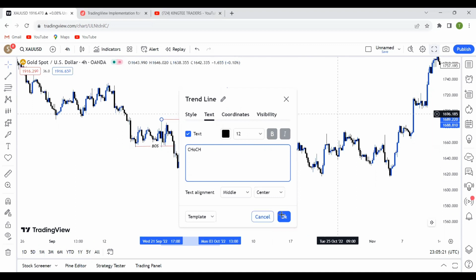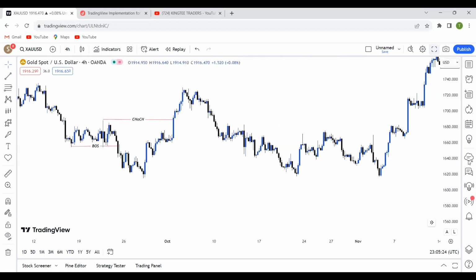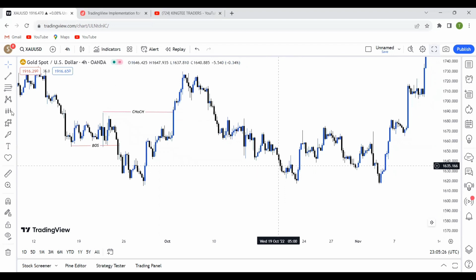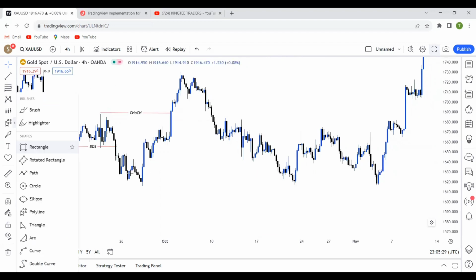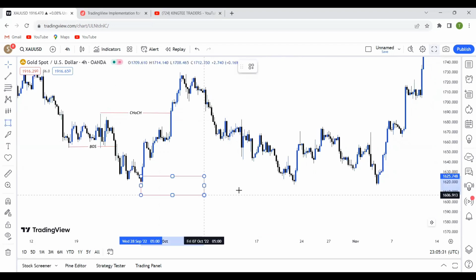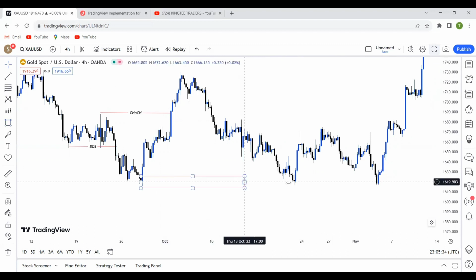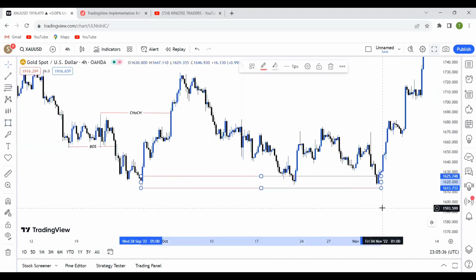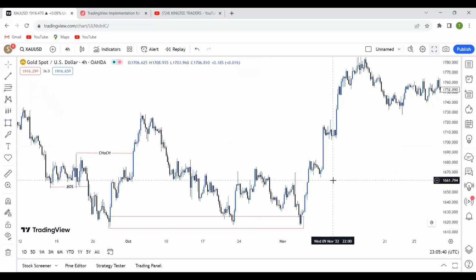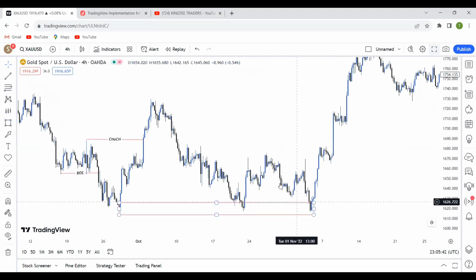Change of character. Now I'm going to pick my order block where? Here. This is going to be my order block. See, the market came and mitigated my order block and pushed up, but I need to have a confirmation that I will use to enter on this order block.